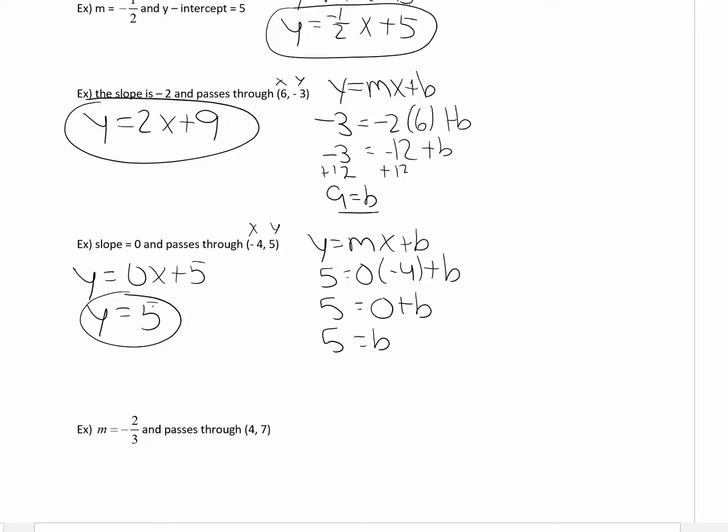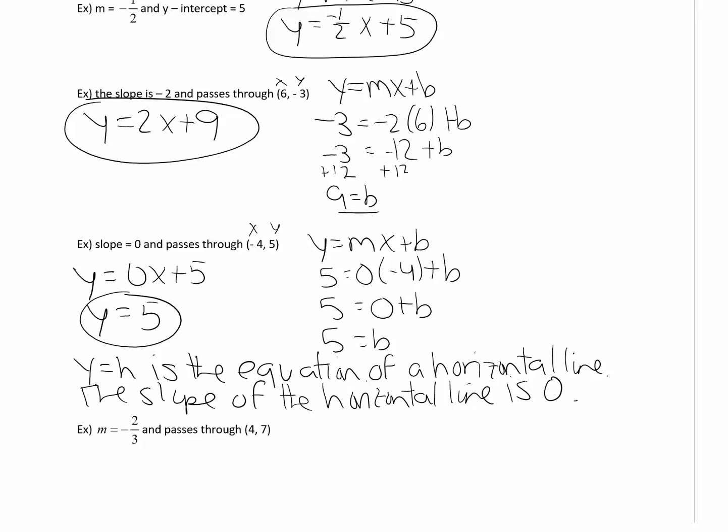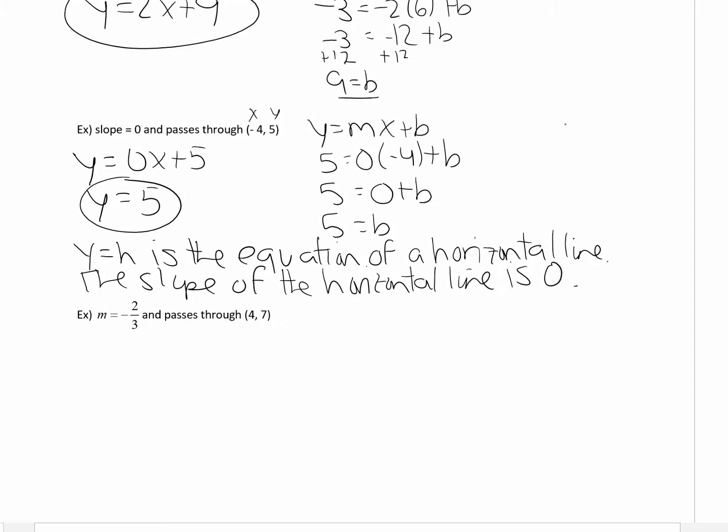We know that the equation is going to be y equal to a number, and we know the graph of this is going to be a horizontal line. So let's write this out. So y equal to h is the equation of a horizontal line, and the slope of the horizontal line is 0. Okay, let's take a look at the next example then.